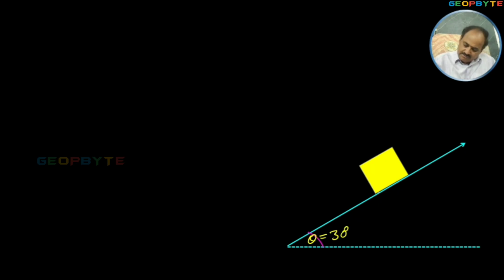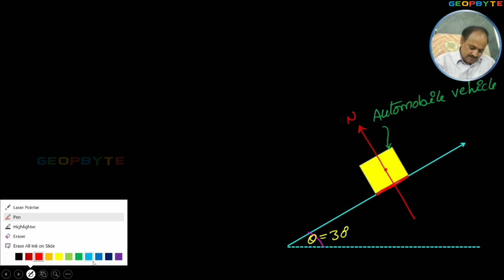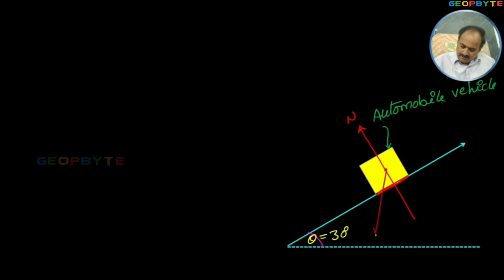Now look at the contact surface. This is the contact surface. Now let us assume this is the automobile vehicle, like a car. As you know, normal reaction is developing normal to the contact surface. This is the normal reaction. And through the center of gravity, the weight is acting vertically downwards. This is the self weight of the vehicle with a magnitude mg.